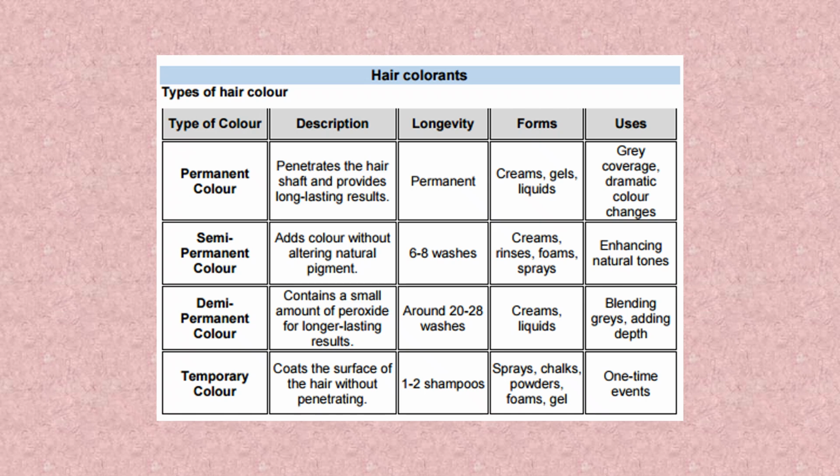Demi-permanent color contains a small amount of peroxide for long-lasting results. Its longevity is around 20 to 28 washes, it can be found in creams or liquids, and it blends gray hair and adds depth. Temporary color coats the surface of the hair without penetrating. It lasts for 1 to 2 shampoos. You can find it in sprays, chalks, powders, foams, and gels, and it's normally used once.